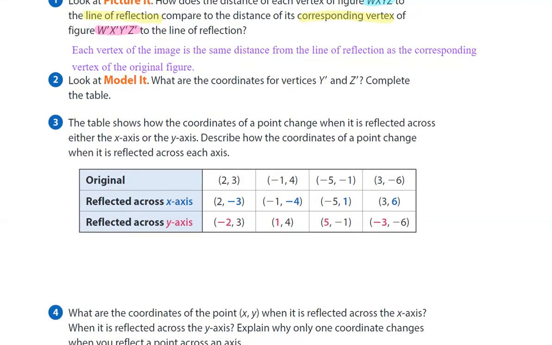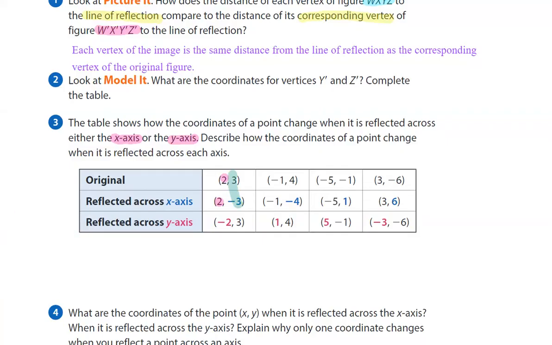Okay, the table shows how the coordinates of a point change when it's reflected across, and this is very specific here, the x-axis or the y-axis, not just any line in the coordinate plane, but specifically across one of the axes. Describe how the coordinates of a point change when it's reflected across the axes. And we already kind of talked about this, right? If it's reflected across the x-axis, then the x isn't changing because it's going up and down. Up and down means that the y is changing.